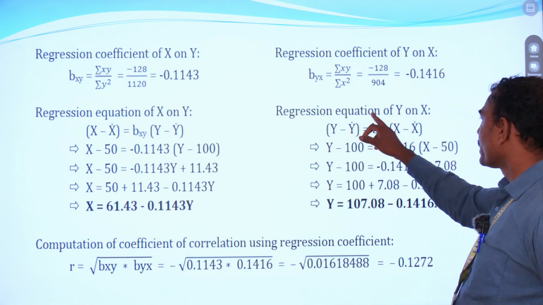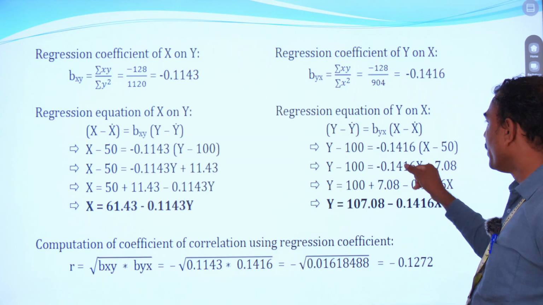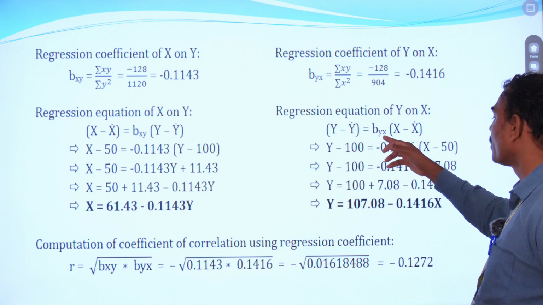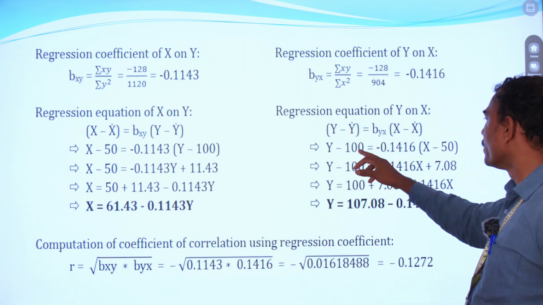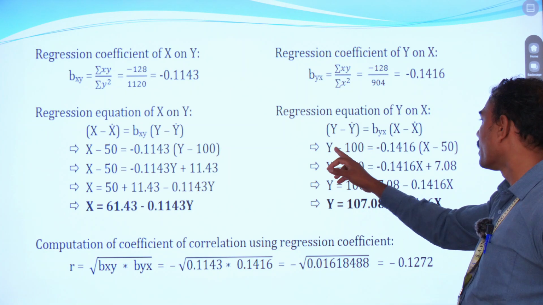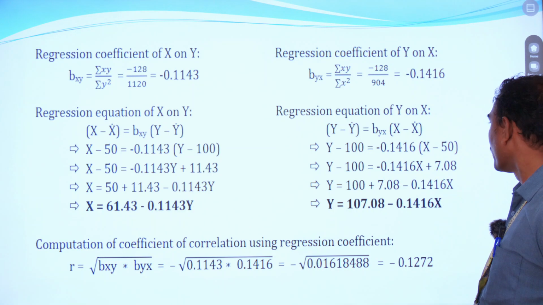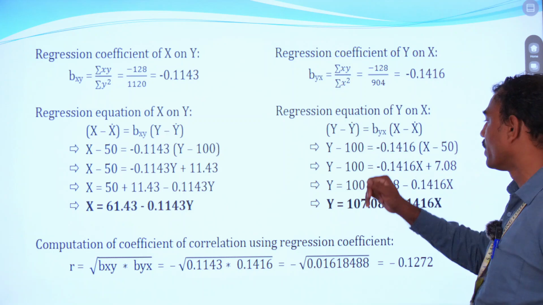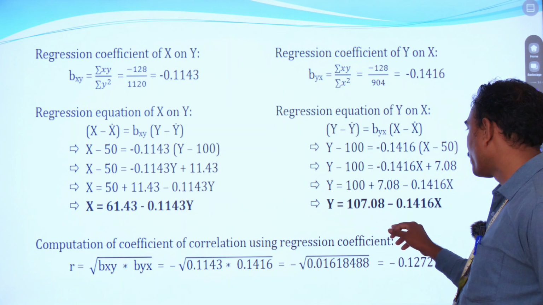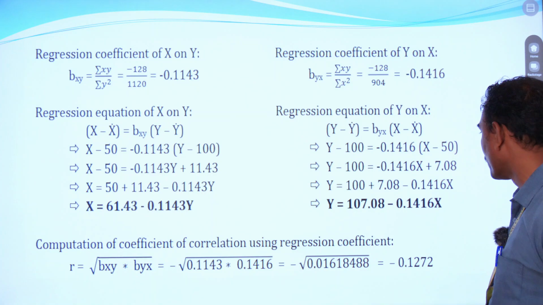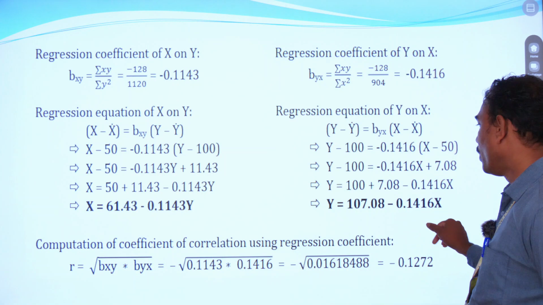Next, the regression equation of y on x is y minus y bar equals byx into x minus x bar. Here y bar is 100, so y minus 100 equals minus 0.1416 into x minus 50. Finally we get y equals 107.08 minus 0.1416 into x. So the slope value is 0.1416.